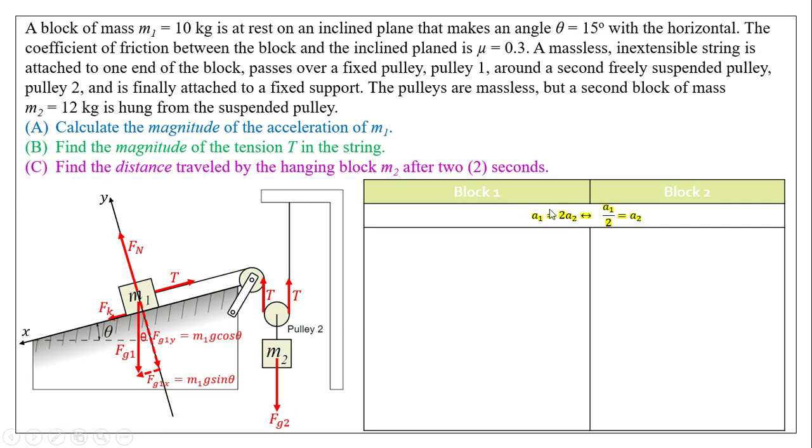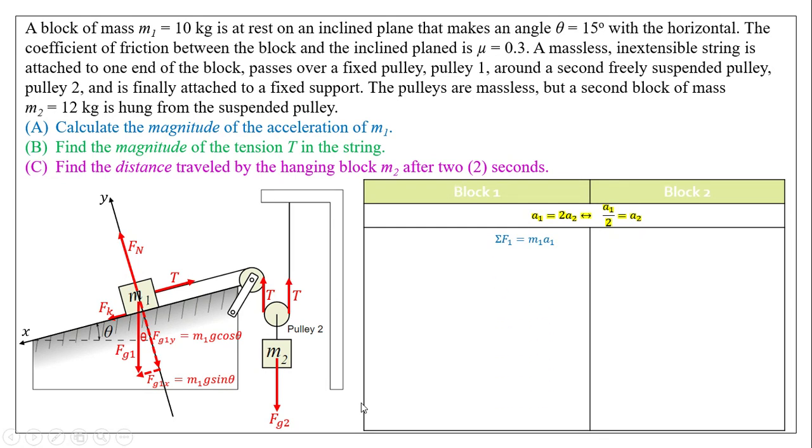So here in my work, I have a1, which is for the block on the inclined surface, accelerates twice the rate of a2, which is the hanging mass here, which is attached to the suspended pulley. Or the other way to look at it, if you wanted to, you can say that a2 is half as much as a1. So pick a perspective that you're comfortable with and stick with it. Okay, but the most important part is to be able to look at a diagram and figure out which block or box or mass accelerates faster. So as you practice, keep that in mind.